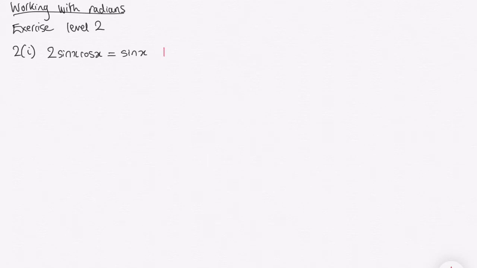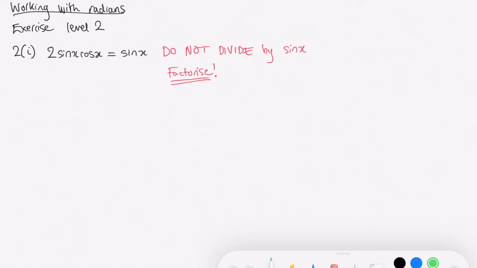Well, it is really important that we do not divide by sine x, because we will lose some solutions here. So what you should do instead is factorize to make sure we get all of the solutions. To do that, let's get all of our stuff on one side. Let's subtract sine x from both sides to get 2 sine x cos x subtract sine x equals 0.